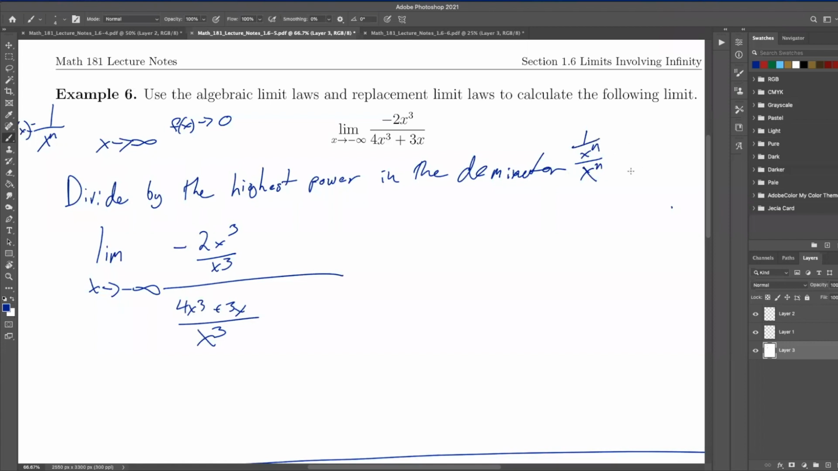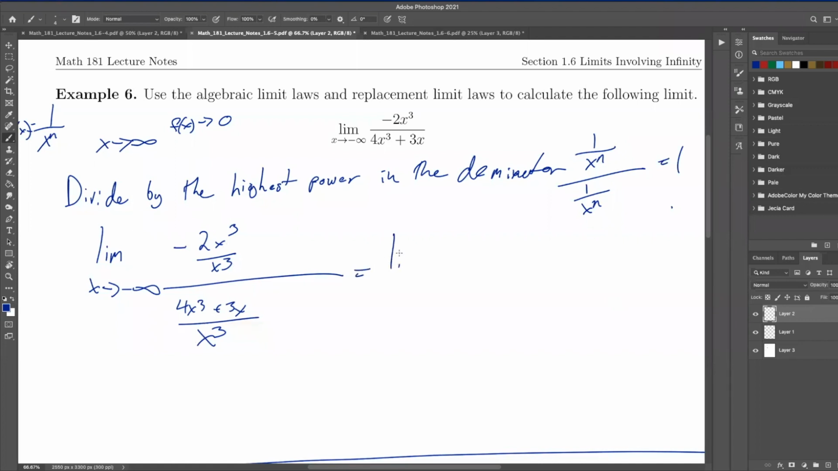Let me make that a little bit more clear. It's x to the n divided by x to the n. This is really equal to 1. Since whatever it is, it's the same on top and bottom, I'm allowed to multiply by 1. So here I'm just dividing this out.